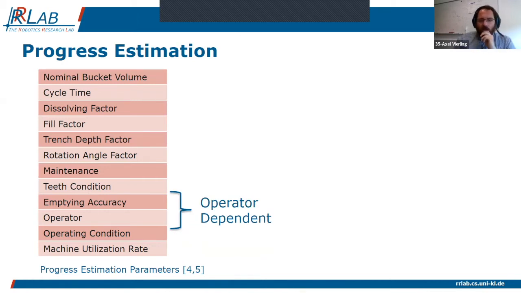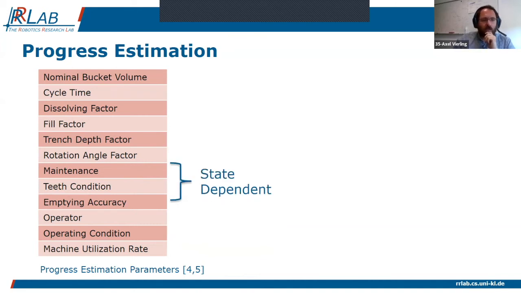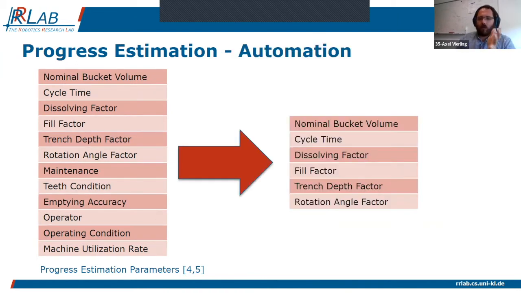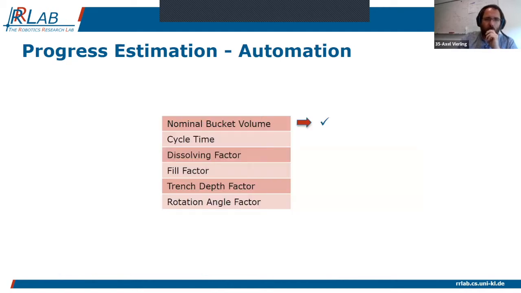Similarly, the operator, of course, since we want to do an autonomous excavation, doesn't matter. The emptying accuracy is also always exactly 1 point, so this doesn't change. And the maintenance as well as the teeth condition is probably easier extracted, for example, from the software of the excavator manufacturer, who very often anyway have this already included, or from the construction company. So this also is much easier taken from some other sources. So this leaves us with these parameters, which we now want to really estimate in an automatic way from the excavator.